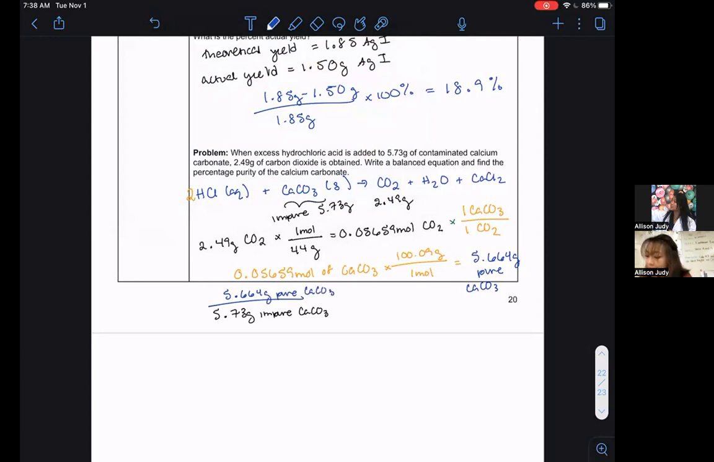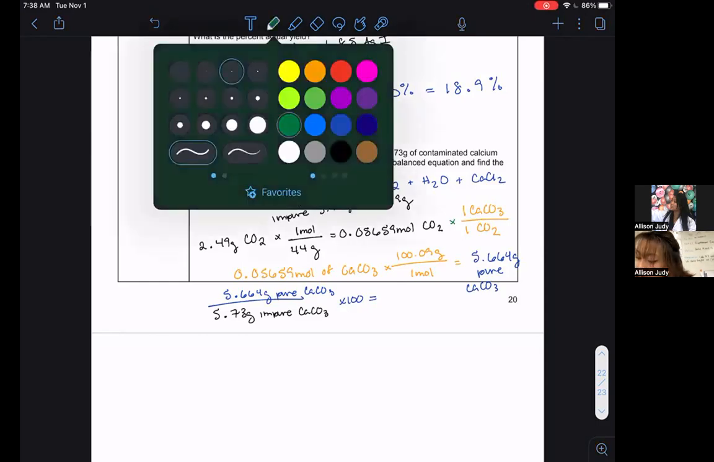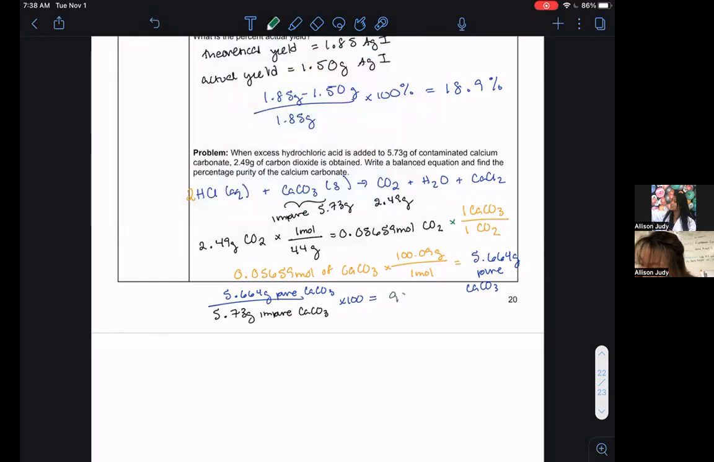And what I get, times 100, is that my percent purity of the original sample of reactant calcium carbonate is 5.664 divided by 5.73. And that means my original sample was 98.9% pure calcium carbonate. And that's how you would do that problem. Kind of a doozy, but it's also math, right?